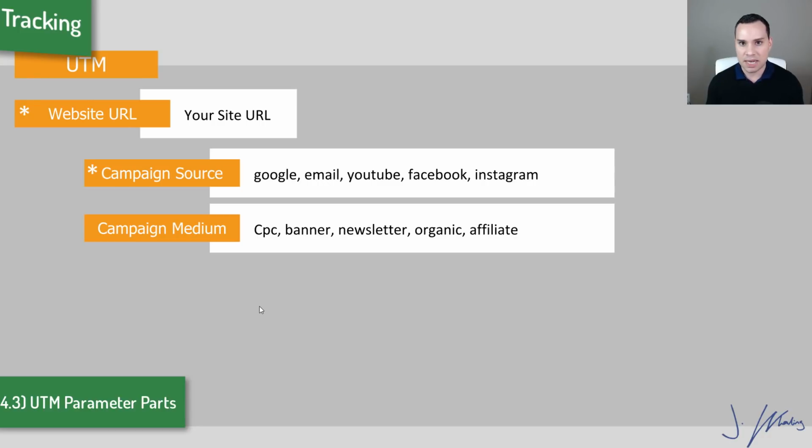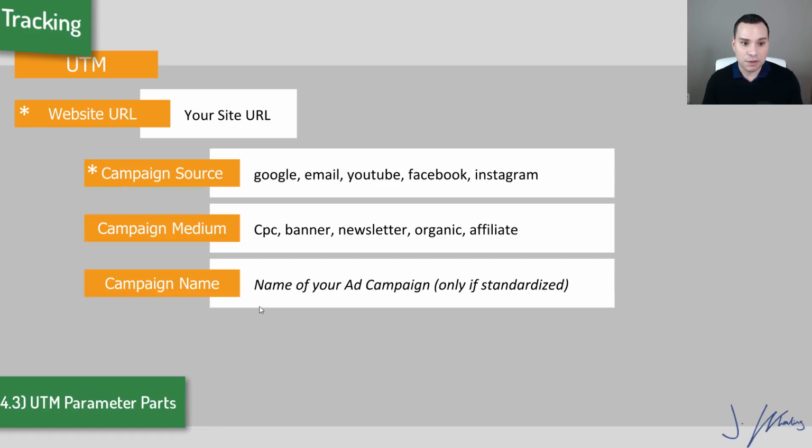Next, we have campaign medium. So this is where we define what type of traffic it is. Is it organic traffic? Is it from an affiliate? Is it a cost per click? Are we doing display? Is it from a newsletter? Is it from a particular funnel sequence? So these are just basic suggestions. You can always get more advanced and fancy if you'd like.